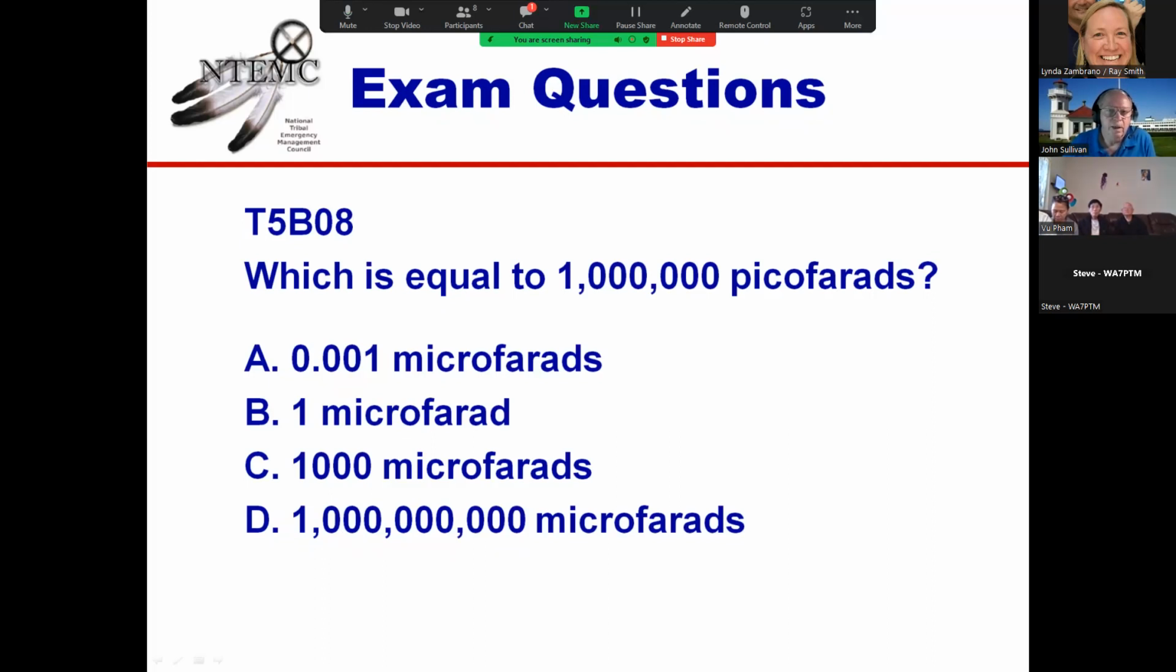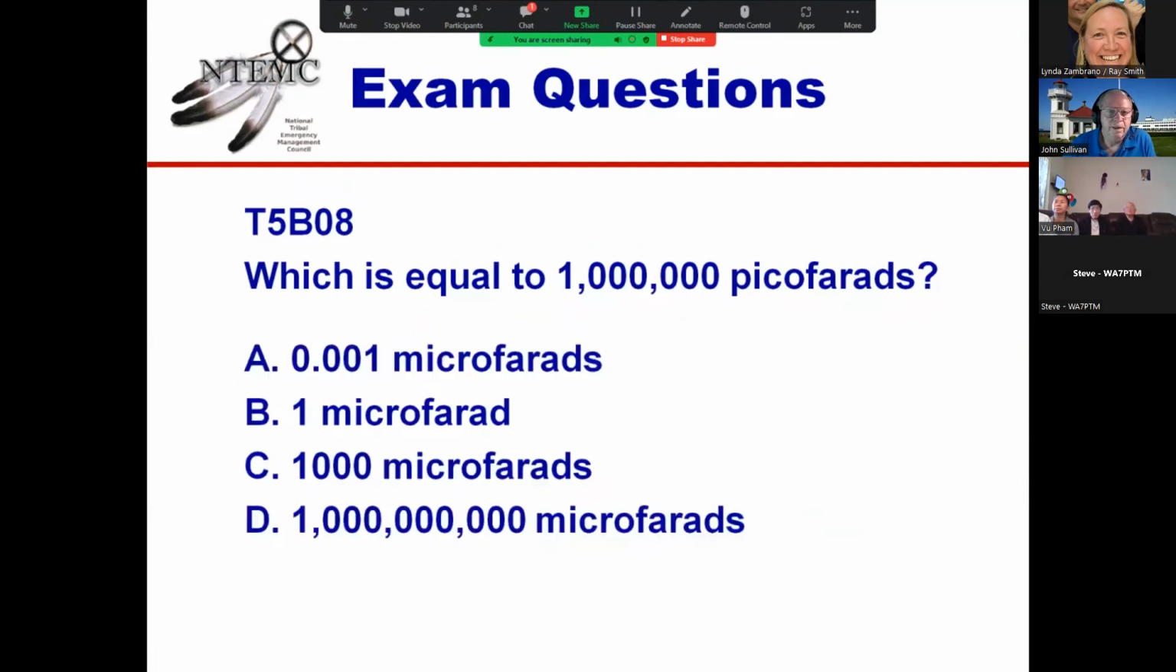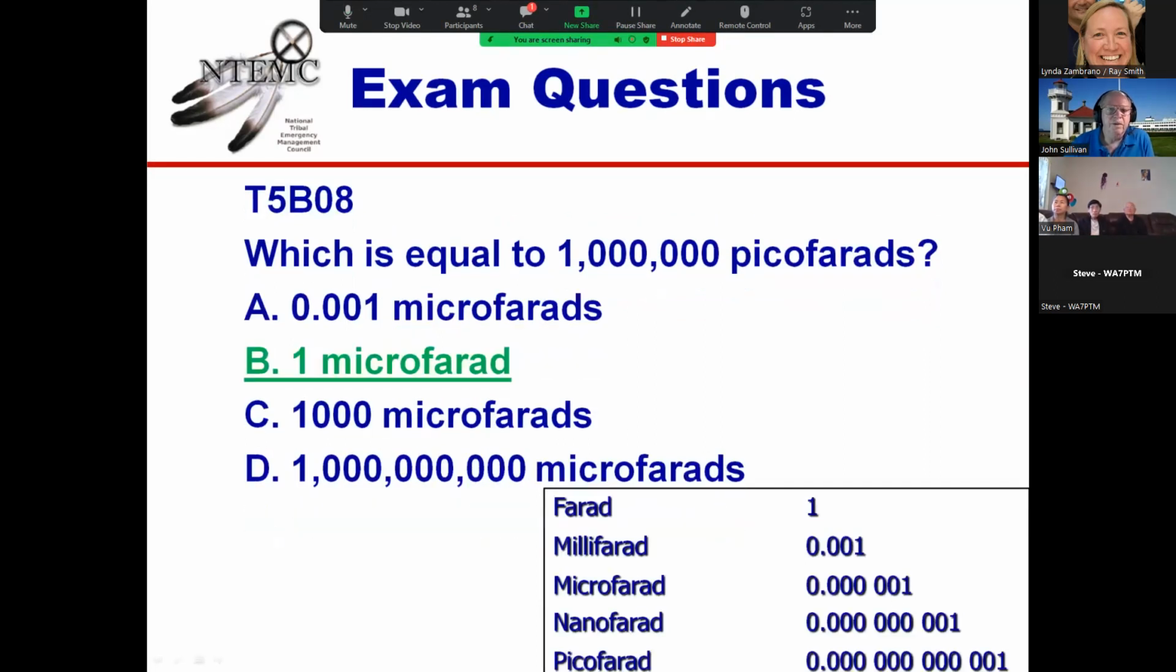Which is equal to 1,000,000 picofarads? So remember, it went milli, micro, nano, pico, and these are by factors of 1,000. So that would be 1 microfarad, because 3 decimal places for nano, 3 more to get to micro. So 1 microfarad.